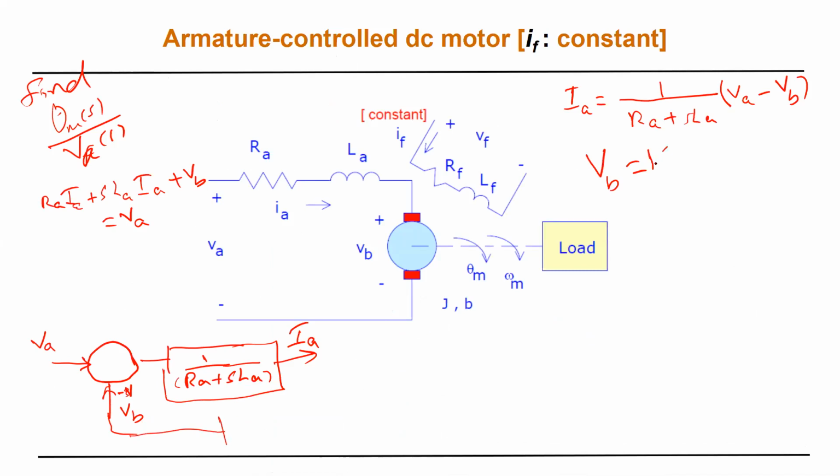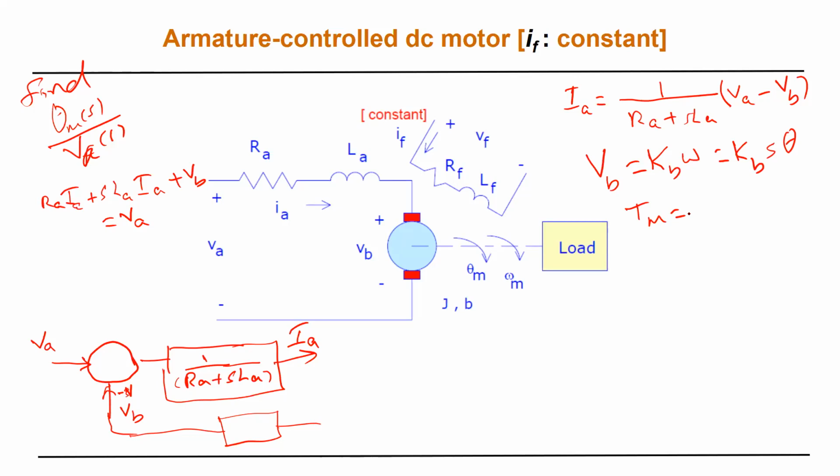Okay. KB, let me call it constant, times omega, which is equal to VB. Let me put it in terms of theta. So if I want to put it in terms of theta, what do I use? S theta. I will connect it later. Now, the developed torque, Tm.